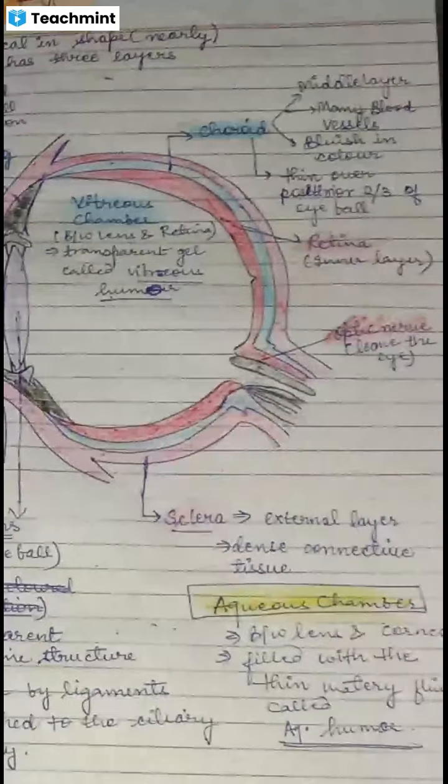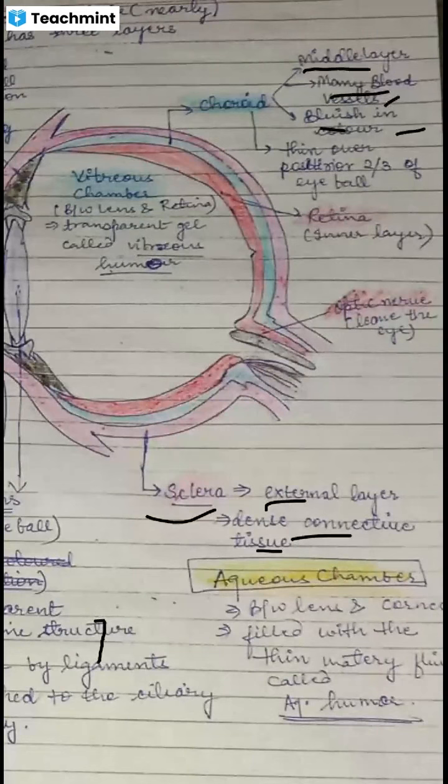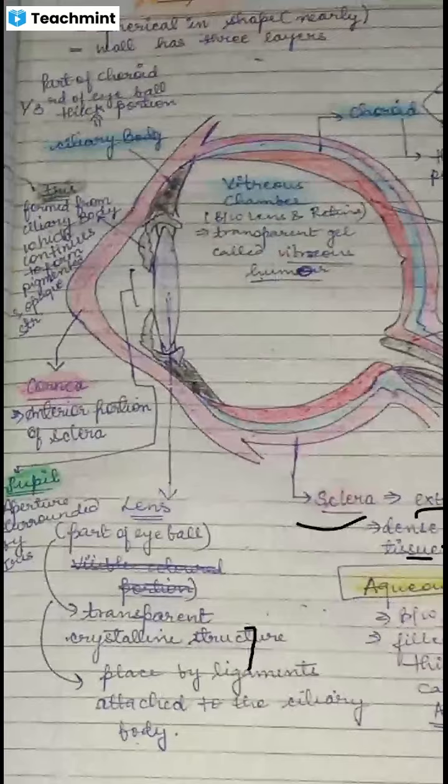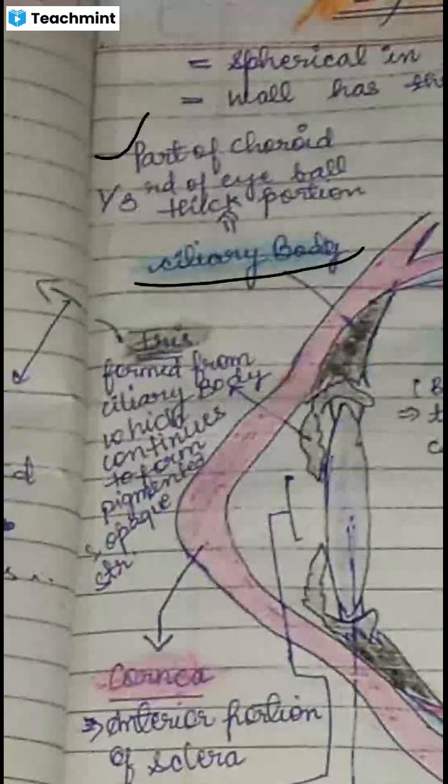So sclera is the external layer. It is a dense connective tissue, right? Then second is choroid, which is the middle layer. It has blood vessels and is bluish in color. The posterior two-third portion, at the back side, is thin, whereas the one-third portion at the anterior side is thick, and that part of choroid is called the ciliary body.